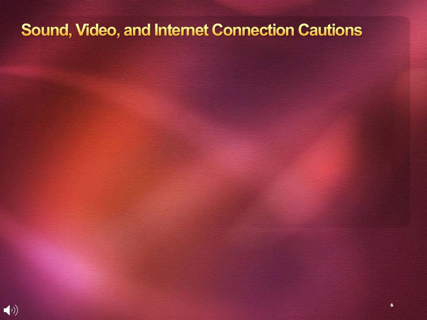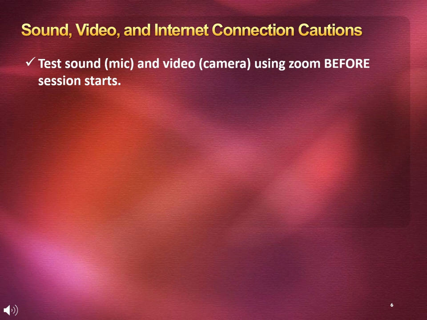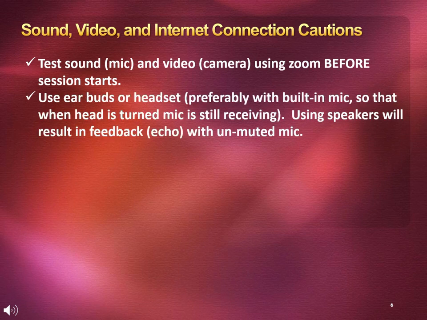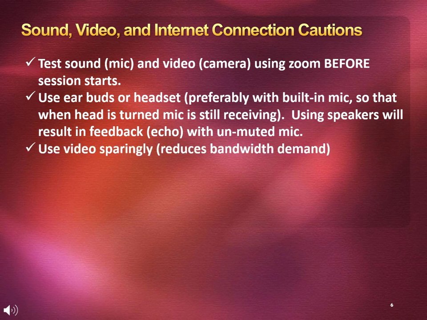Sound, video, and internet connection cautions. There are a few technical things that you can do to ensure your meeting goes well, as follows. Test the sound, microphone, and video camera using Zoom before the session starts. Use earbuds or a headset, preferably with a built-in microphone, so that when your head is turned, the mic is still receiving. Using speakers can result in feedback, an echo, with an unmuted mic. Use video sparingly. This reduces bandwidth demand.